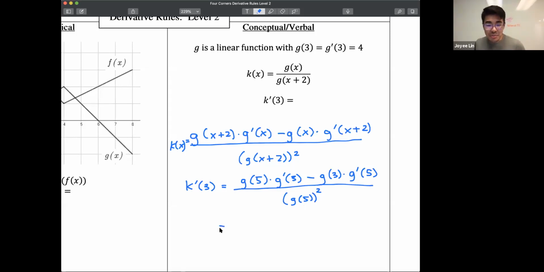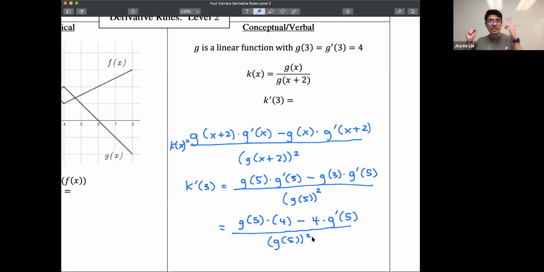We can even go ahead and start placing the things that we know in. We have g of 5. Oh, that's a weird looking 5. We know that g prime of 3 is equal to 4. We know that g of 3 is equal to 4. We're stuck with these g of 5 and g prime of 5. What the heck? Does anybody have any idea where to go with that?